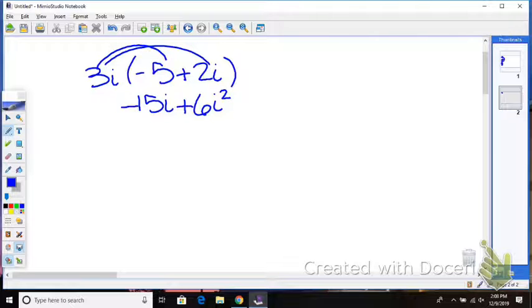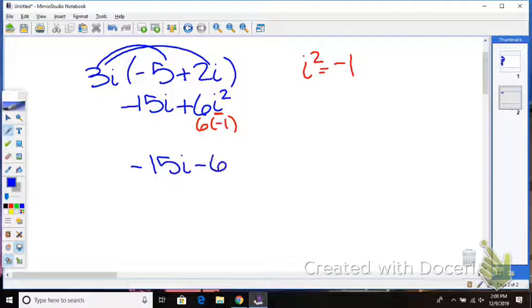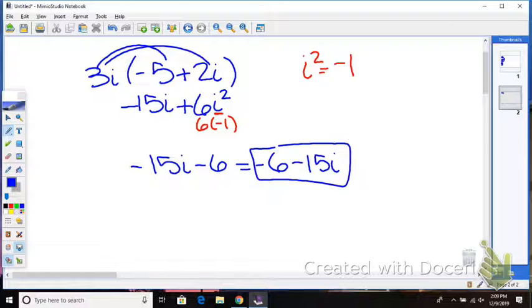Then what you have to do is every time you see an i squared, you have to change that to negative 1, because remember that thing I had you put a big star by? i squared is equal to negative 1. So this becomes 6 times negative 1, and what's 6 times negative 1? Negative 6. So now I have negative 15i minus 6. There's no more i squared. Now, I just a minute ago told you what has to be written first in this answer. The real number. So I'm going to rearrange this to be negative 6 minus 15i. And that's your answer.